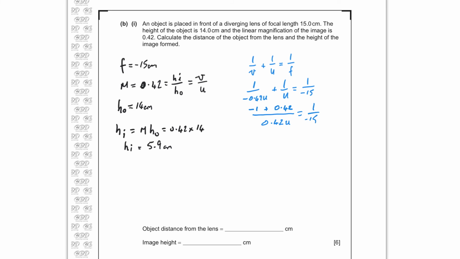So that top line simplifies to 0.58, negative of that, and then we need to cross multiply by the 0.42, so we get 0.42u over minus 15. We now need to multiply these two negative numbers and then divide by the 0.42, and that gives us a u of 20.714, which we'll put down as 20.7.